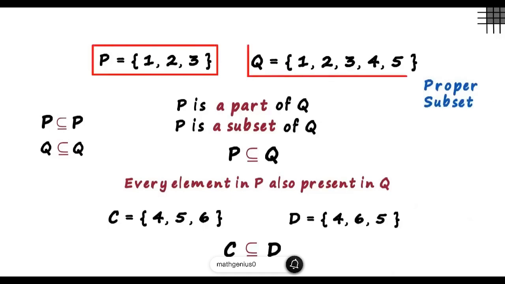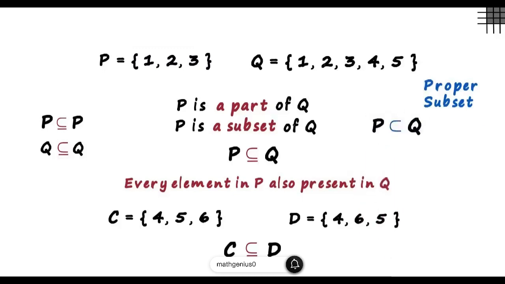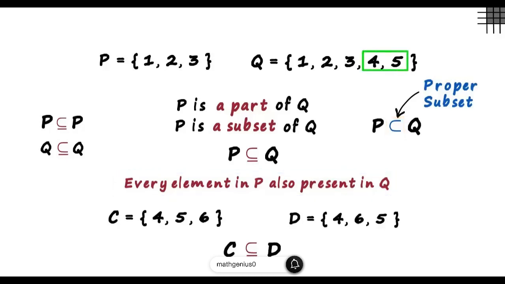Look at sets P and Q. Set P is a part of set Q, but there is at least one element in set Q which is not present in set P. We say that set P is a proper subset of set Q. This sign indicates proper subset. And this tells us that all elements of P are present in set Q, but there is at least one element in Q which is not present in P. We can see that 4 and 5 are not present in P. So that's the concept of a proper subset. Sometimes it is also referred to as the strict subset.